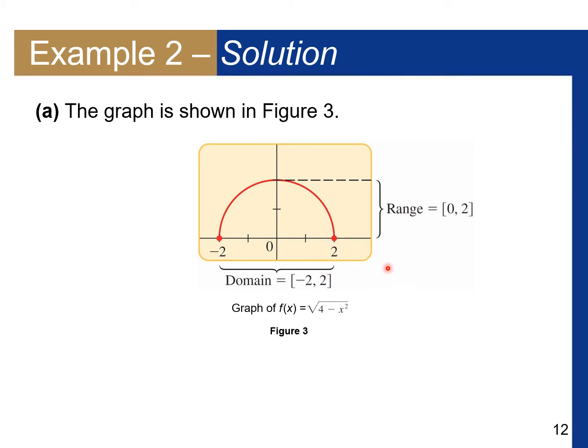Now where is my range? So my range are my y values. So I take a look at my y values, and my lowest y value is 0, and it travels up to the highest value that I have for this section, and that would be 2, and including 2, because there is a value there. So this is my range, and this is my domain.